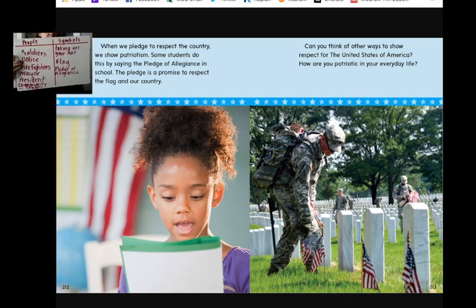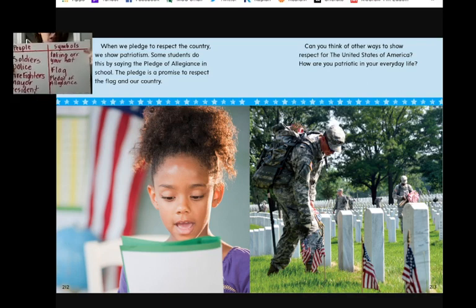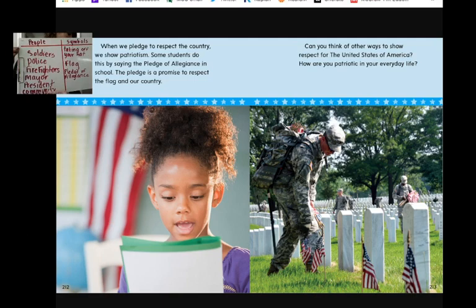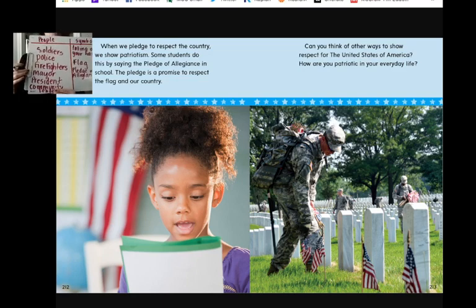All right, so let's take a look at what we have. We've got a good chart going on here. For symbols, we'll start with symbols. Symbols of showing patriotism: taking your hat off during the Pledge of Allegiance, the flag, and the Pledge of Allegiance itself. For people that show patriotism: soldiers, police, firefighters, the mayor, the president, and other community leaders, people that maybe help the mayor or help set things up in your community.